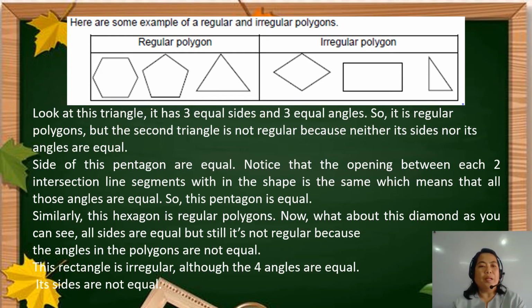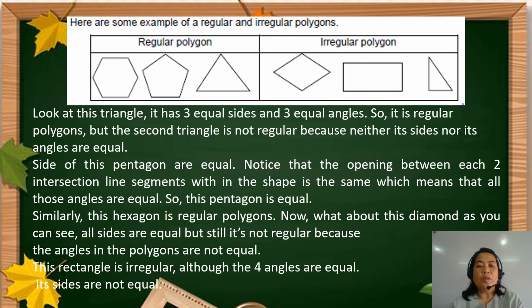The sides of this pentagon are equal. Notice that the opening between each two intersecting line segments within the shape is the same, which means that all those angles are equal. So this pentagon is what we call a regular polygon. Similarly, this hexagon is also a regular polygon.